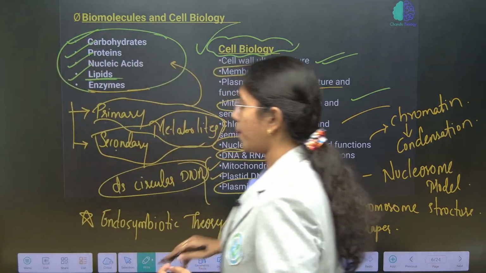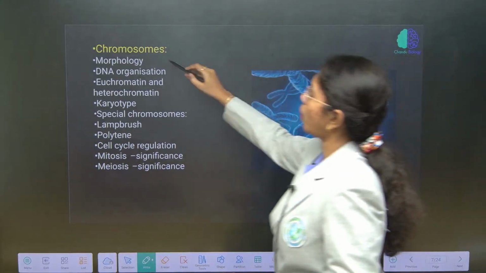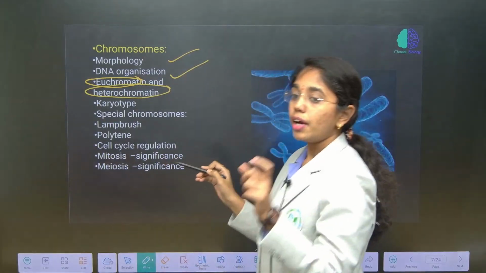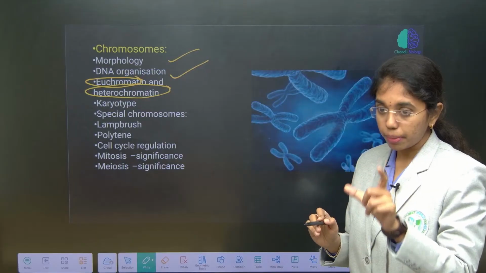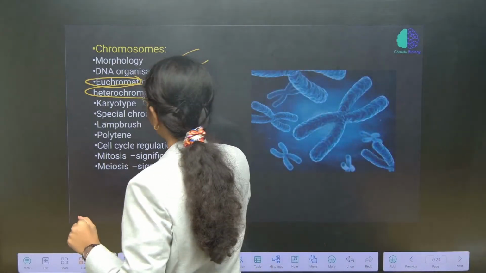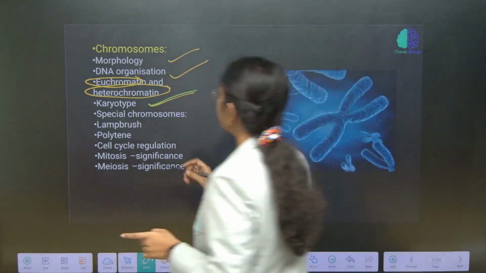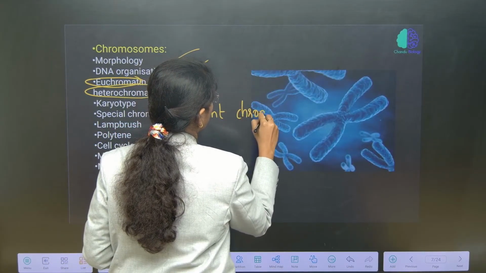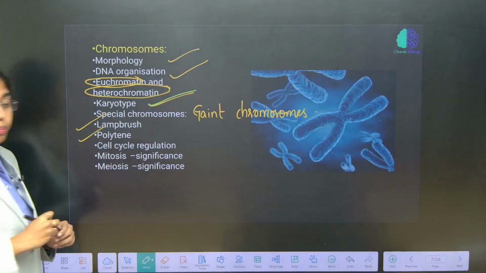Yeah. Now, chromosomes, as we have learnt. Just now we have discussed their morphology, DNA organization, euchromatin, heterochromatin. If you get the complete graphical presentation of all the chromosomes of a cell in a single picture, so that you can analyze it on a single paper, that is addressed as what? Karyotype. And about special chromosomes also you have to learn. These are what? Giant chromosomes. Giant chromosomes here include Lampbrush chromosomes and Polytene chromosomes.